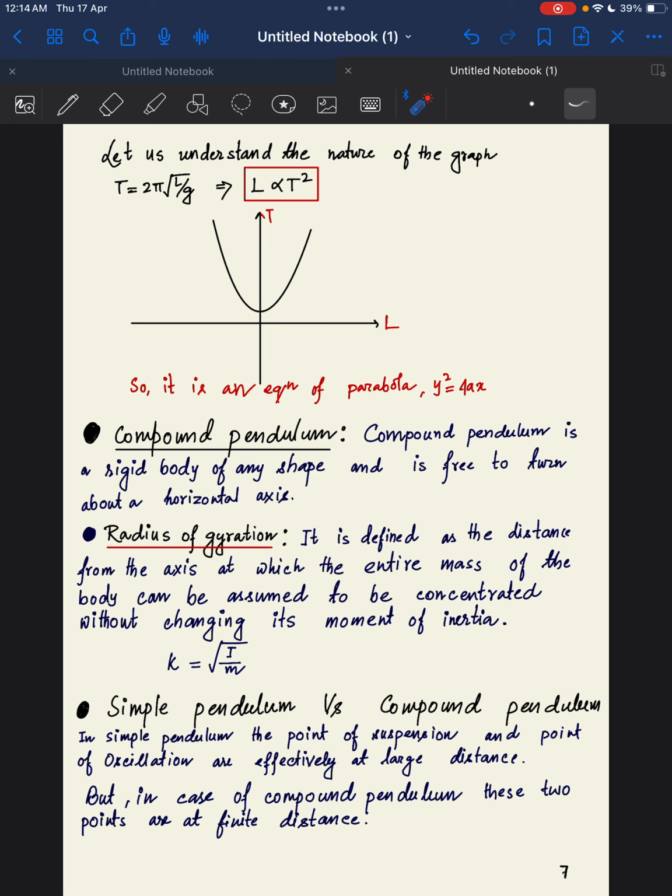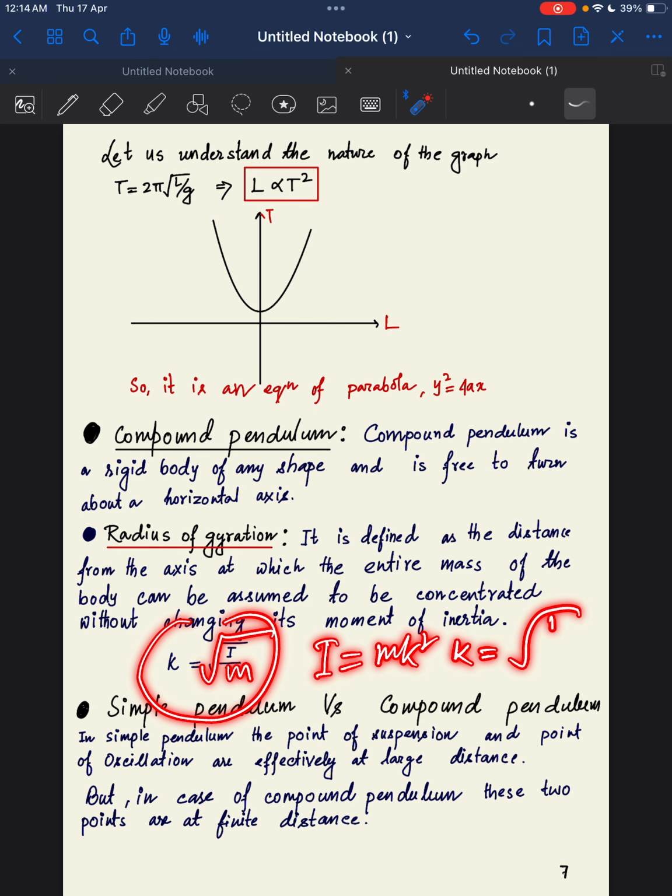Now we can define the radius of gyration. The radius of gyration is defined as the distance from the axis at which the entire mass of the body can be assumed to be concentrated without changing its moment of inertia. So it is a unique point about which the moment of inertia is the same. Mathematically, K is written as root over moment of inertia divided by m. As I equals m K squared, then K equals root over I by m.